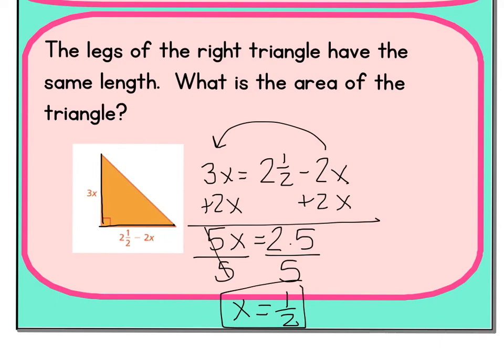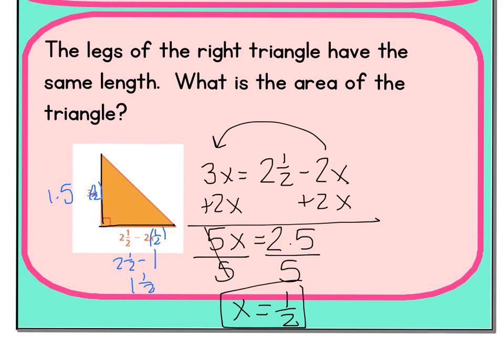And again, that's not answering the question. The question is, what is the area of the triangle? So here, this 3 times 1/2 would be 1.5. This one's 1.5. And then here we have 2 times 1/2. So we have 2.5 minus 1, which is 1.5. Again, they mean the same thing.